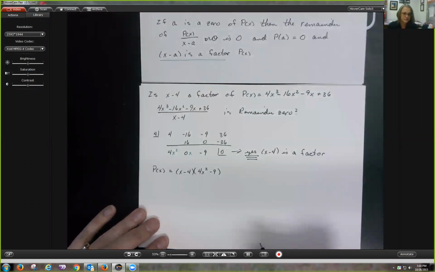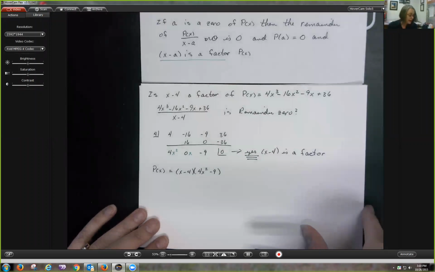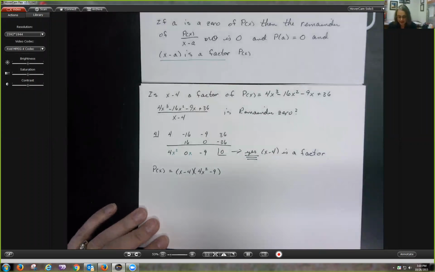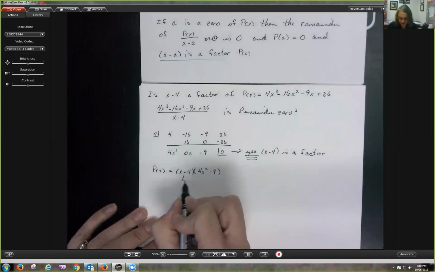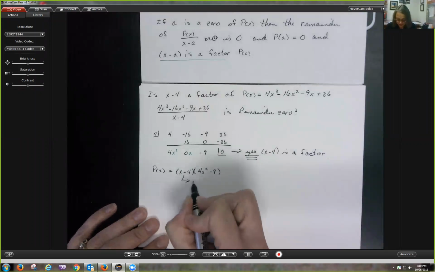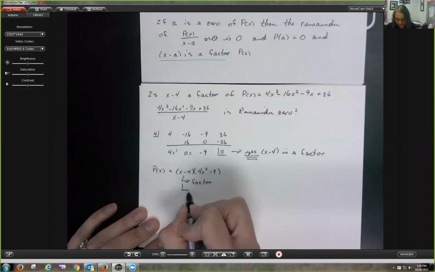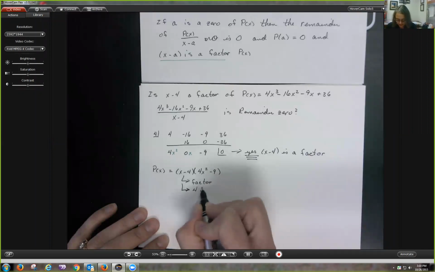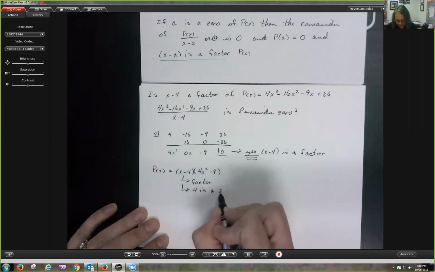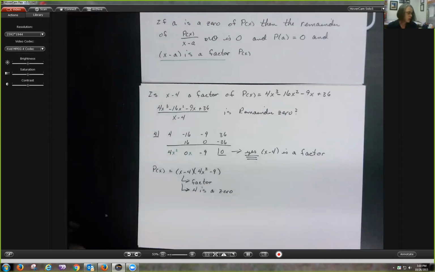All right. So why do we care? Well, we care because if x minus 4 is a factor, that means that 4 is a 0. We are building up our skills to be able to solve polynomial equations. And let's just try one of these.